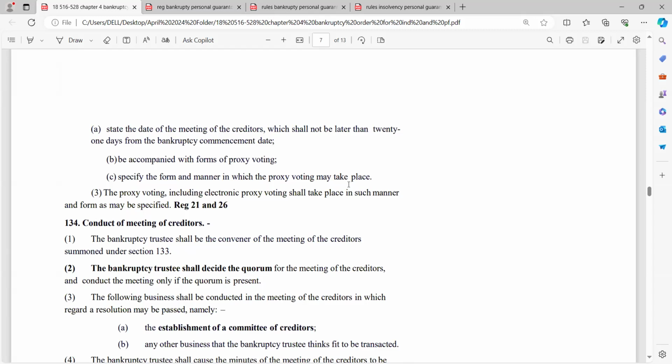तो इसके लिए आपके पास regulations हैं. रेगुलेशन 21 और 26, 133 के साथ. 21 क्या है, नोटिस ऑफ मीटिंग है. और 26 है वोटिंग बाई प्रॉक्सी. सब सेम ही है, कुछ चेंज नहीं है. कंडक्ट ऑफ मीटिंग ऑफ द क्रेडिटर्स. द बैंक्रप्सी ट्रस्टी शैल बी द कन्वीनर ऑफ द मीटिंग ऑफ द क्रेडिटर्स समन्ड अंडर सेक्शन 133.